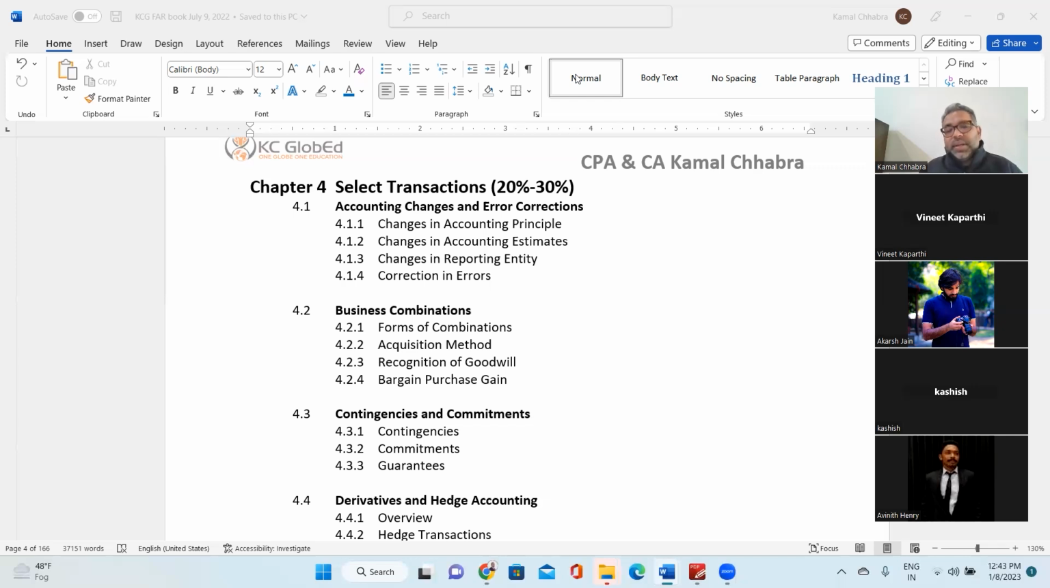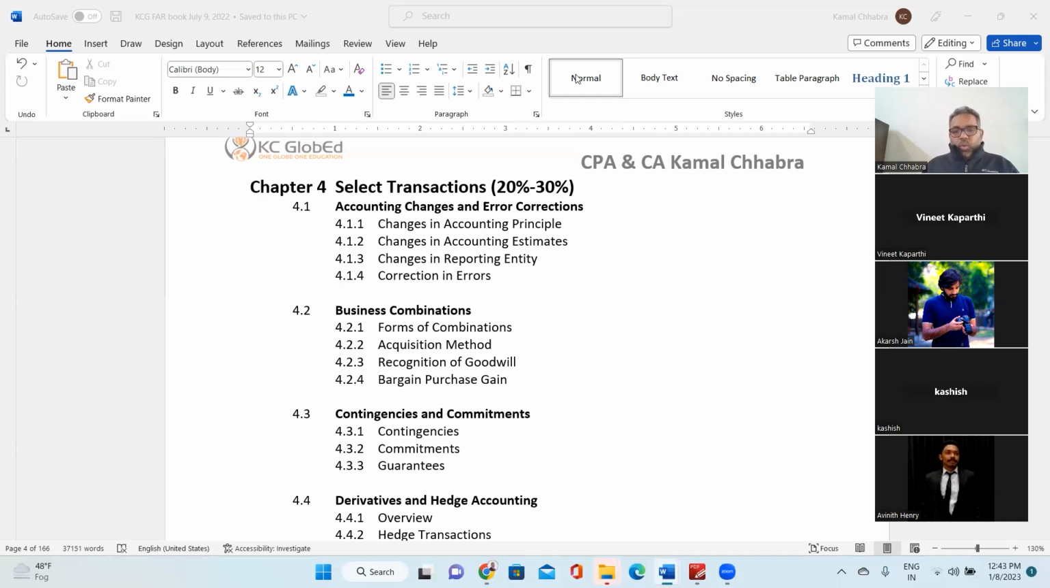The last one is correction of error. For example, if there was an error in the previous year financial statements, how can you correct it in the current year? All those things we will be understanding in 4.1. Make sense?